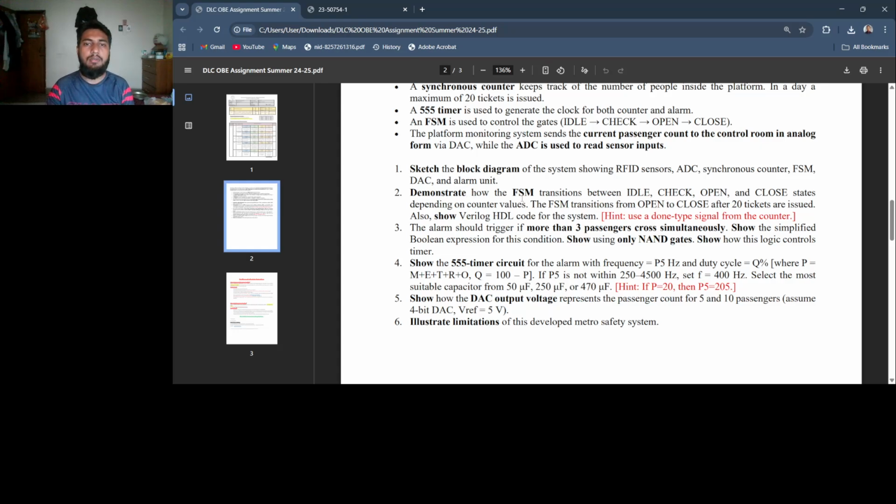demonstrate how the FSM transitions between idle, check, open and close states depending on counter values. The FSM transitions from open to close after 20 tickets are issued, and also show the Verilog HDL code.